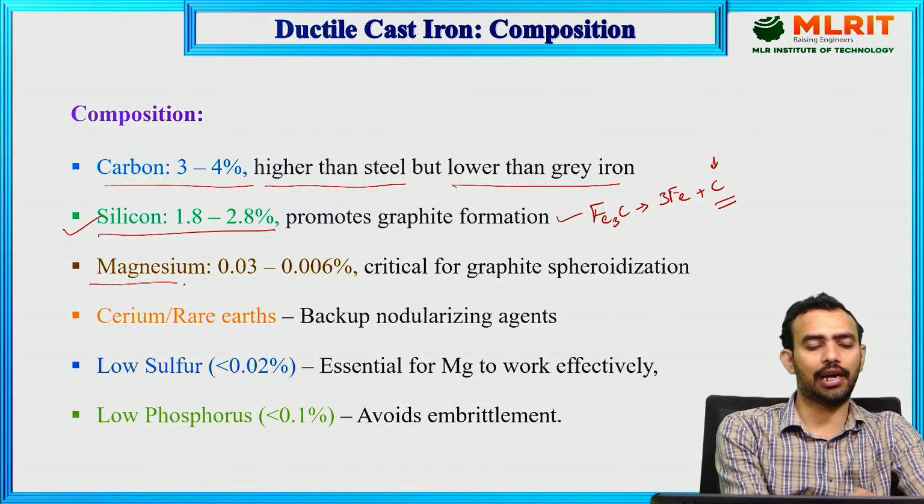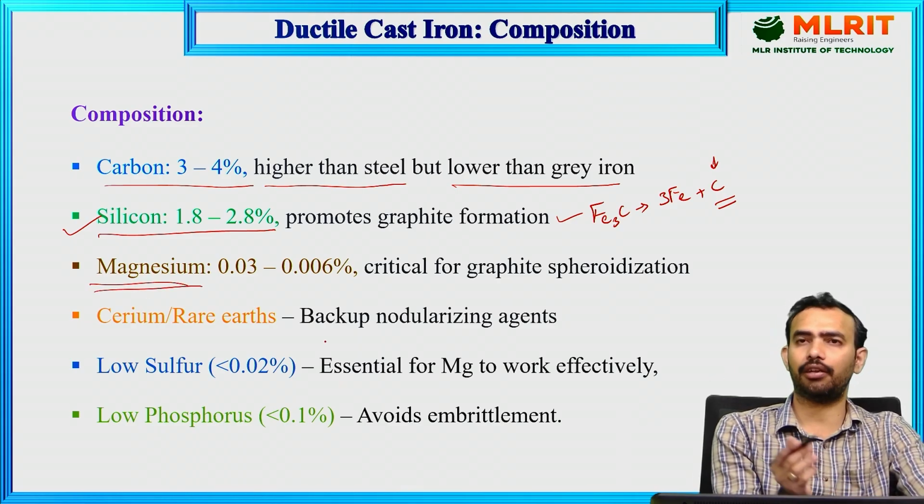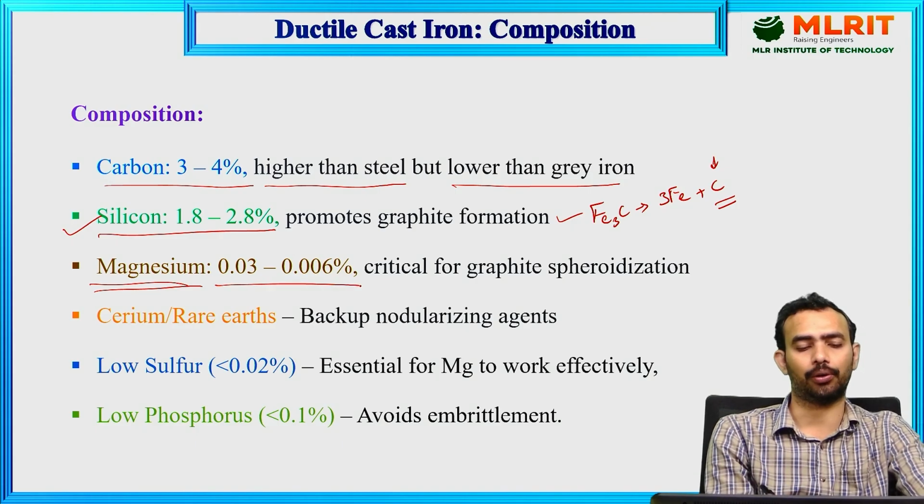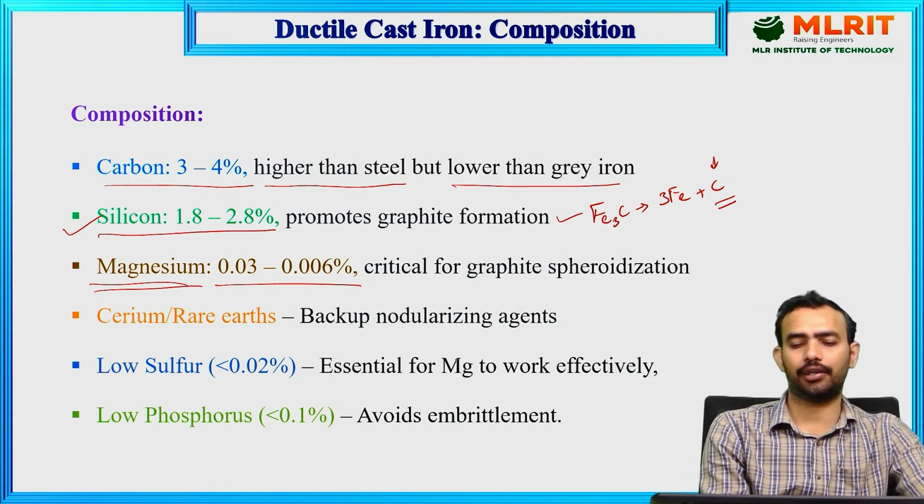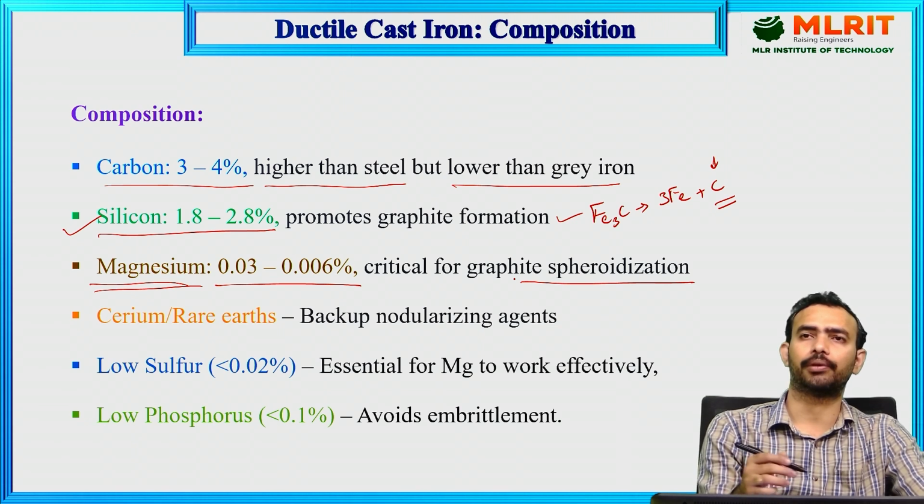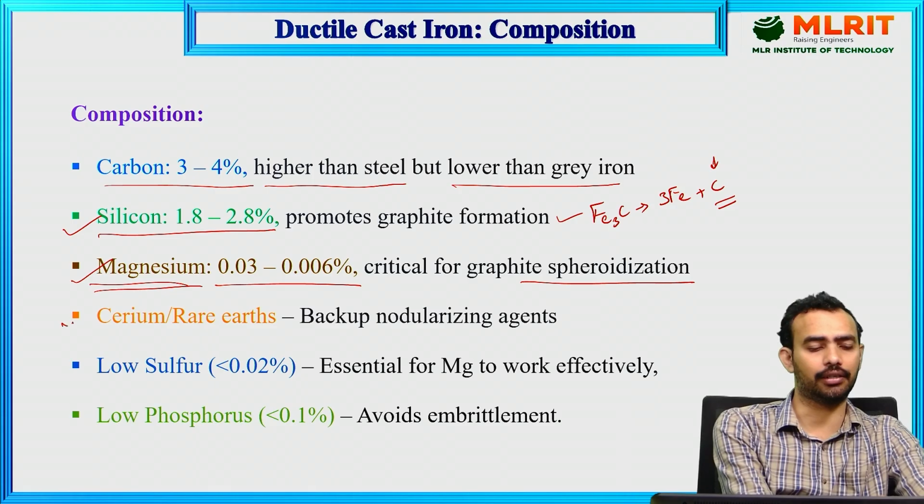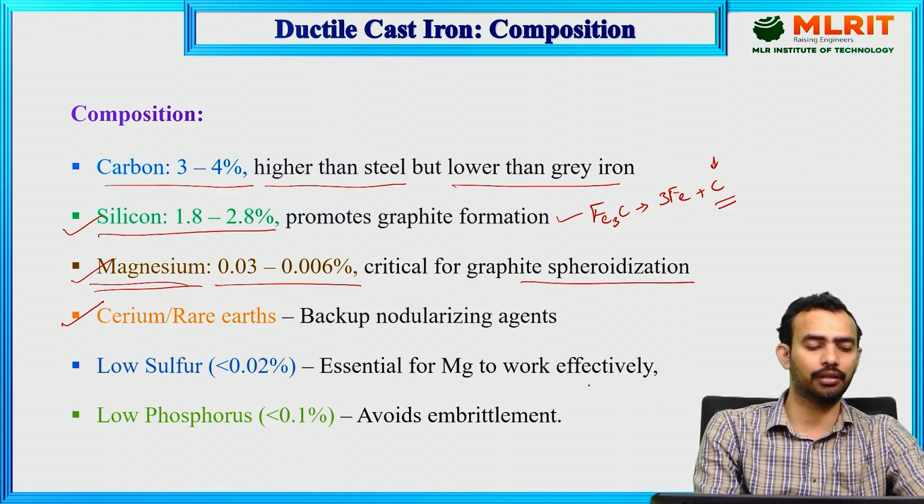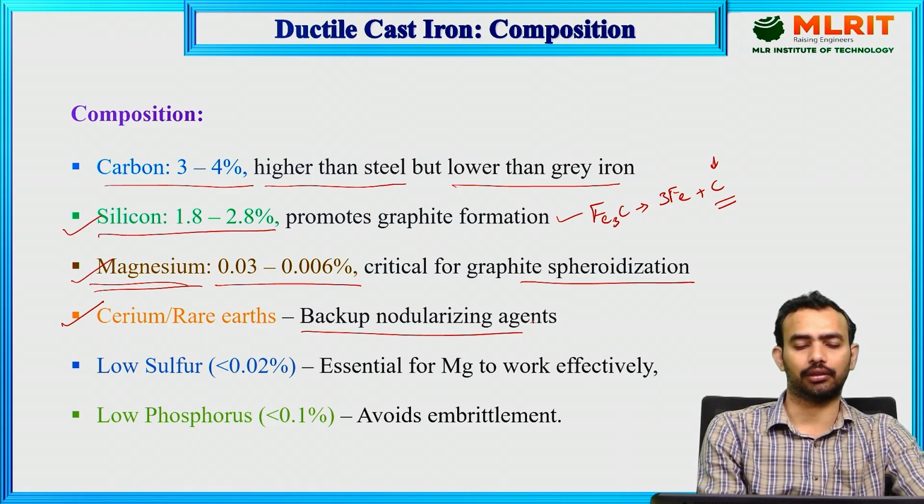It also contains magnesium. Magnesium is added in a very small amount, 0.03 to 0.06 percent, and it is critical for graphite spheroidization, the formation of graphite in spherical form. This is caused by the addition of magnesium and cerium. Cerium is a rare earth material, which acts as a backup nodularizing agent.